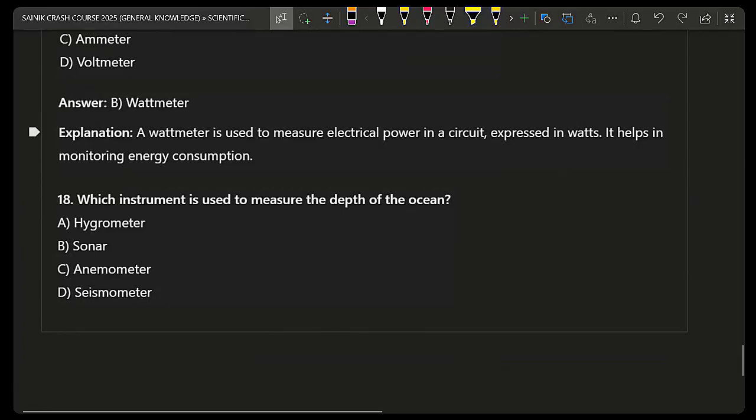Time up. And 5 students said seismometer, wrong answer. 7 students said hygrometer, wrong answer. 8 students said anemometer. Anemometer is for wind speed, no? You're not revising previous classes also. Only 5 students gave the correct answer. Sonar. Sonar is the correct answer.